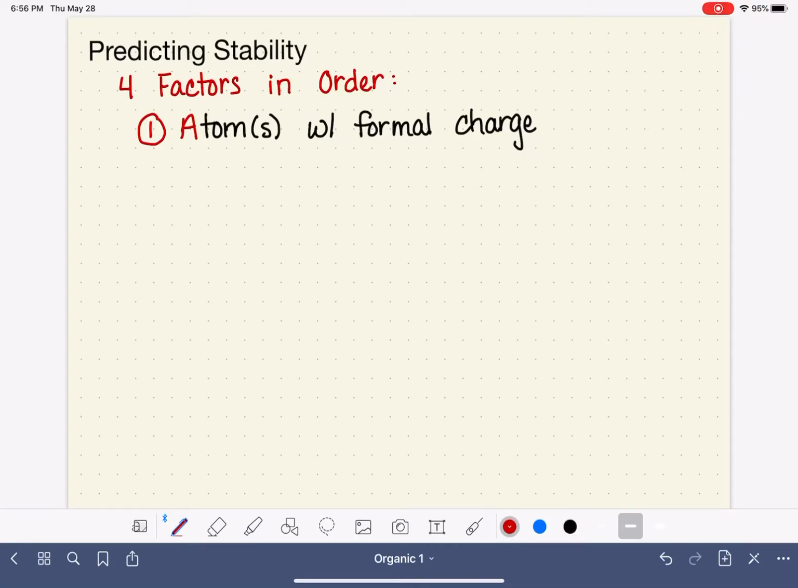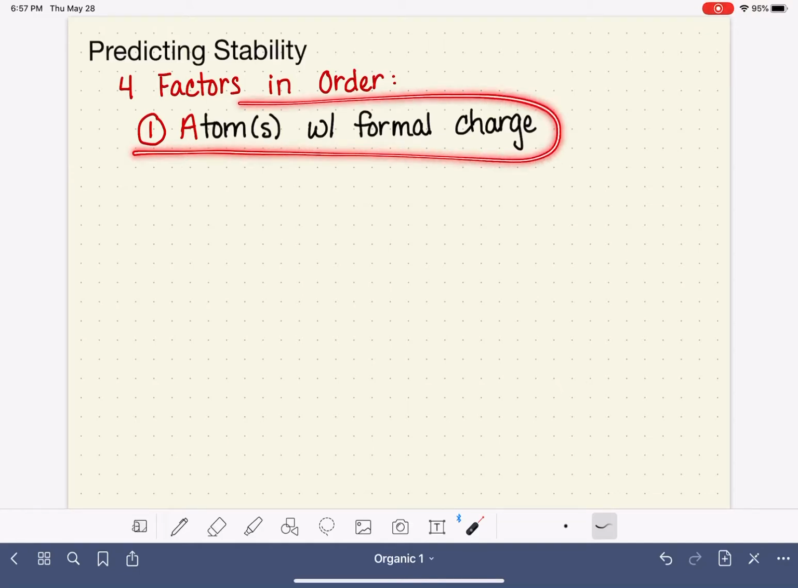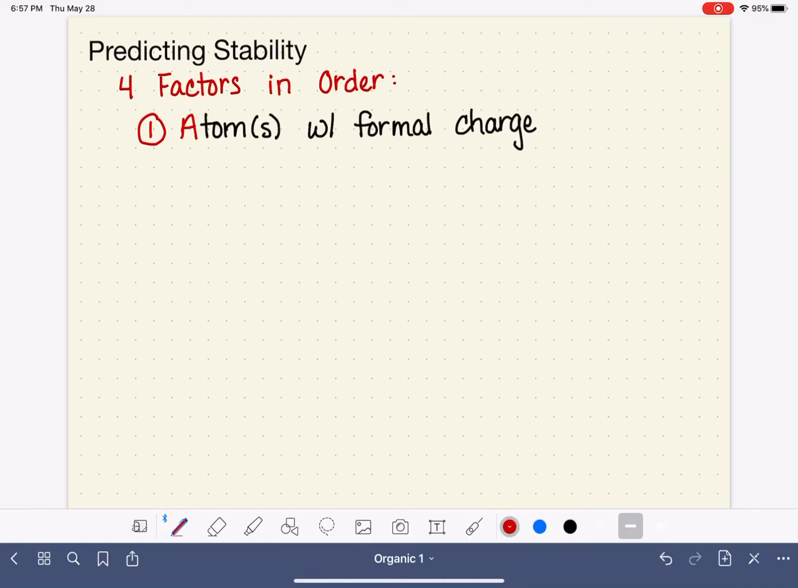So a lot of times the atom with the formal charge is going to be all that it takes for us to determine the stability of a molecule. I would say probably 95% of the time, this is the only thing that we need to consider. But occasionally we have to go deeper. Maybe when we're predicting stability for whatever reason, the formal charge doesn't help us. And so in that case, we move on to factor number 2.